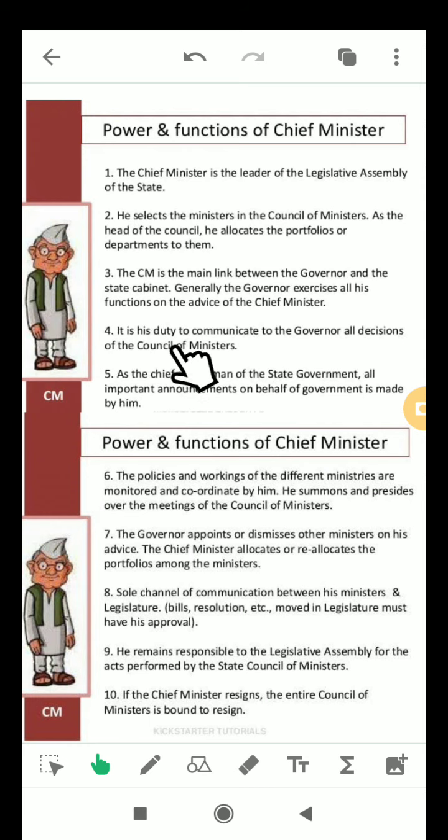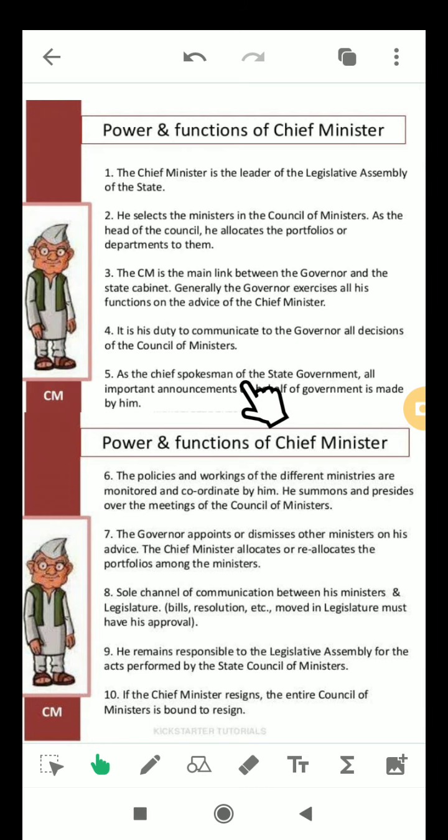Next, it is the duty of the chief minister to communicate to the governor all decisions of the council of ministers. The chief minister is the chairman of the cabinet. He summons its meetings and presides over them, and the work of different departments is coordinated by him only.